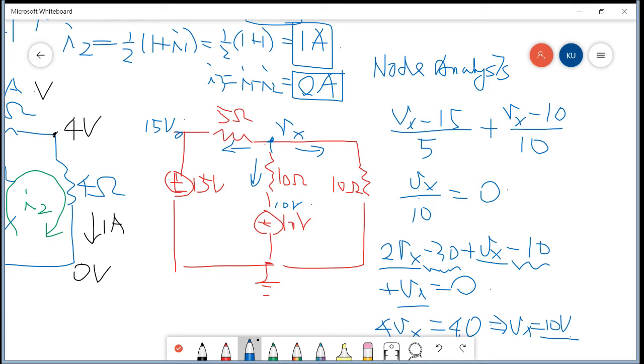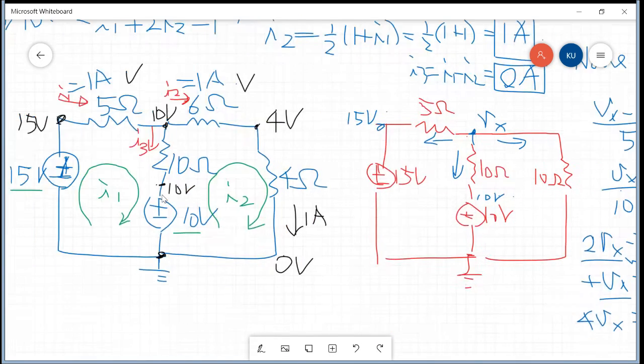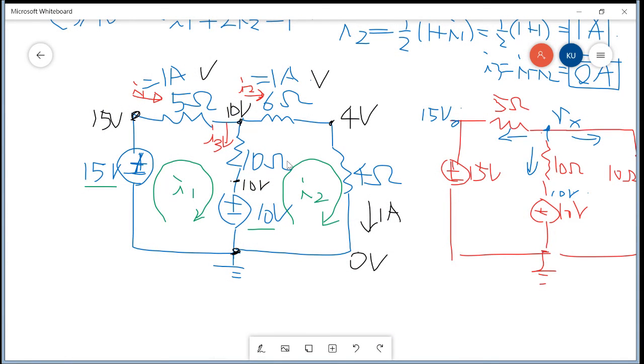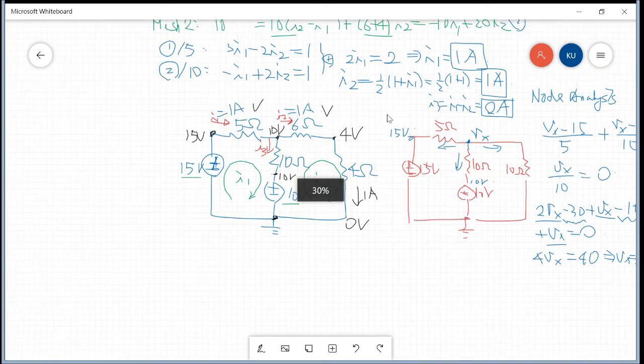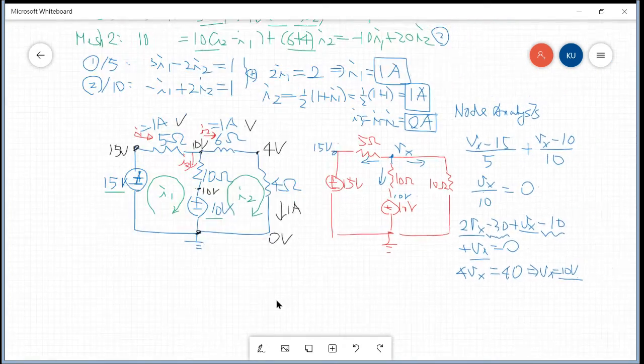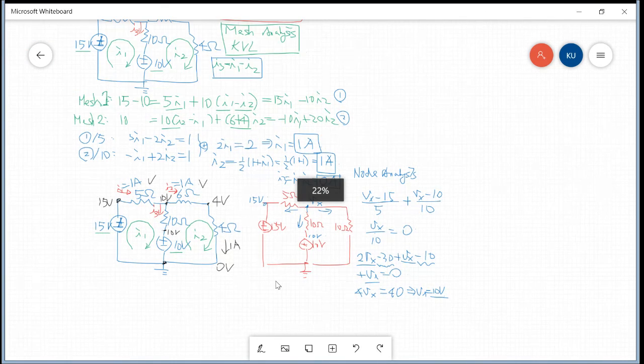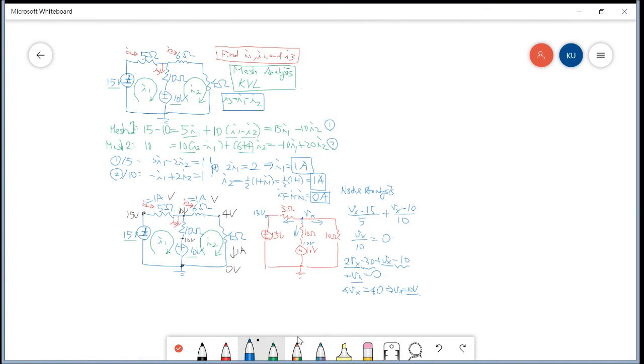But usually the two methods won't be a lot different. But maybe for this case, node analysis is easier because you only have one variable. But for the mesh analysis, you need to have two variables, which may be a little bit more difficult. But I think both of them are quite simple. Okay, so let's go to the next example.